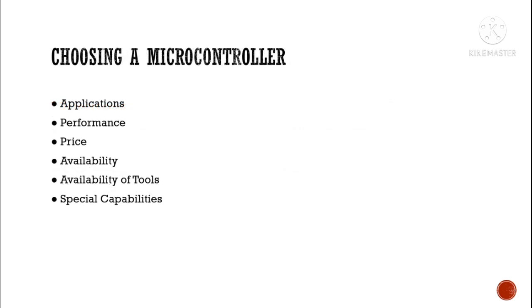Why we choose a microcontroller, which has more applications compared to a microprocessor? The performance is high, the price is less, the availability is more, and availability of tools is more. For example, it can be software or hardware which have special capabilities.